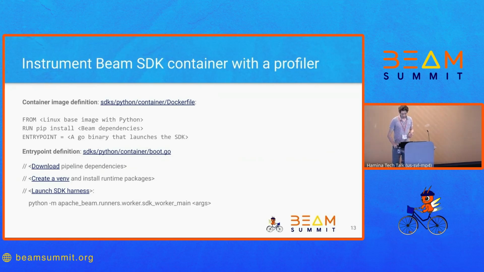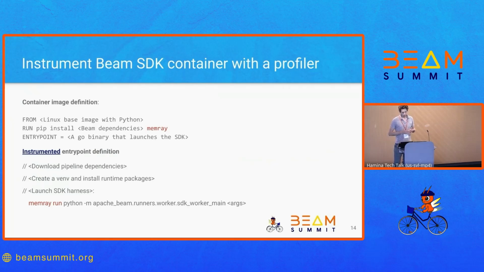To add the profiler in the picture, we needed to modify a few things. First, we need to install the profiler, and then instead of launching the Python interpreter directly, I would have the profiler launch the interpreter. And in this scenario, the memory profiles would be collected during the time when the workers are running. And one convenient thing here is that we did not have to wait for the SDK process to stop before we can analyze the profiles. Some of the profilers I looked at require the process to finish. It's not the case with memory.